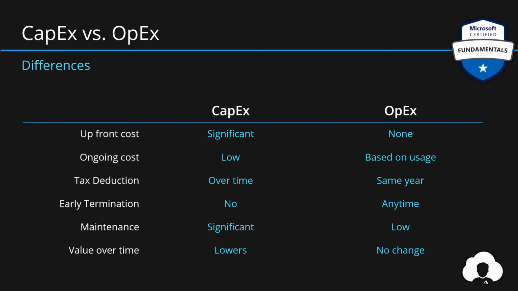As we already mentioned, maintenance in capital expenditure model is quite significant because you need to manage your own infrastructure. If you're buying services in operational expenditure model, you only need to maintain a very small operation teams. And lastly, when we talk about value over time, because you're buying your own infrastructure, as we all know, hardware value over time lowers. Because in operational model, you don't really own any hardware, there's no change in value. You simply can move to the newest hardware versions of the services at any time, with no additional cost. And those are pretty much the most important differences in those two spending models.